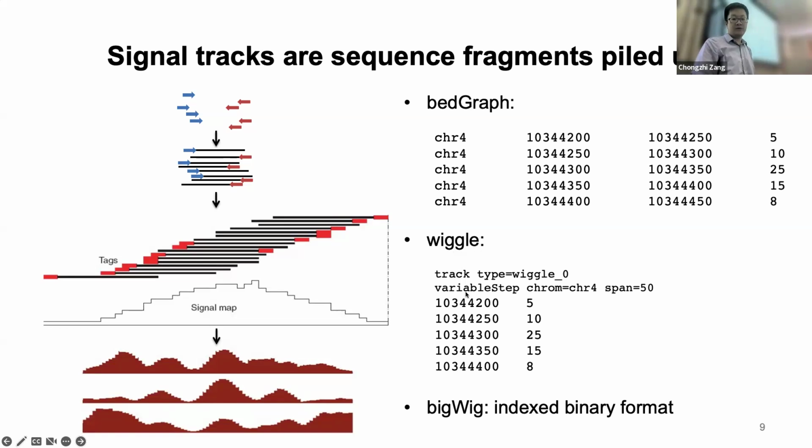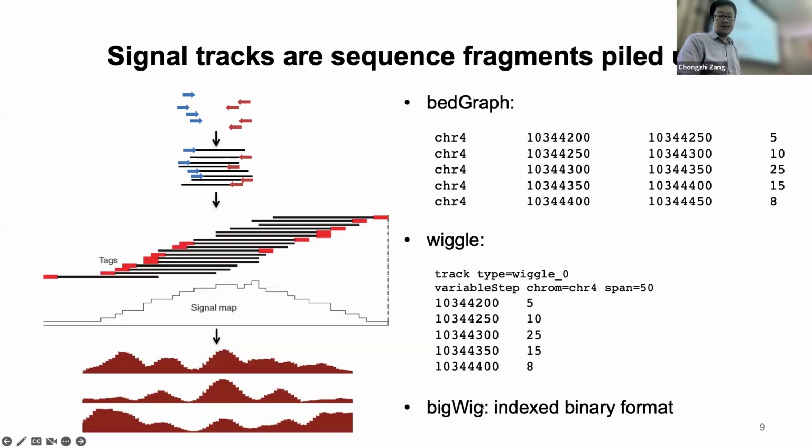The easier format that saves some storage space is called the wiggle format. Because for bedGraph, you have to define on every line which chromosome it is. But usually the data from the same chromosome occur together, so we can just label which chromosome it is and what the span is, in other words, the bin size, so that you don't have to record the start and end in every line. In this case, it saves nearly half of the storage space.